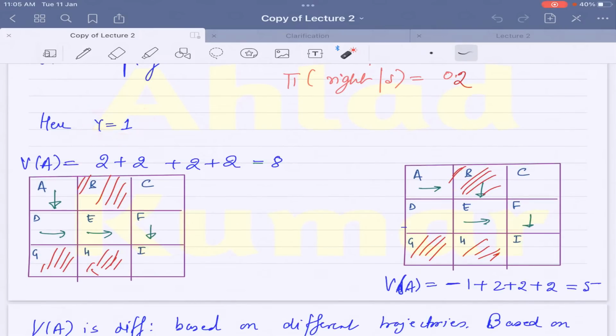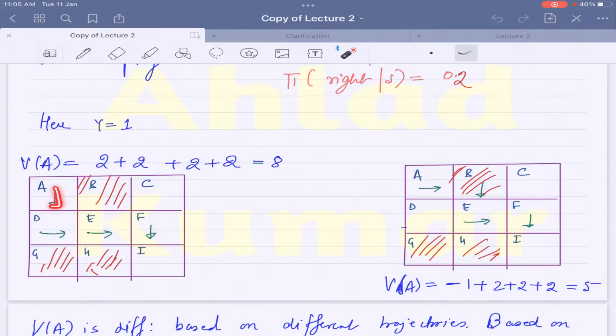Now if we take this as an environment, this grid environment, the agent is moving from point A and the final state is this I. What we want is that our agent has to successfully reach this point I with maximization of the reward. One of the paths that the agent can follow is that it will go down, then turn right, then go straight, and then again go down.